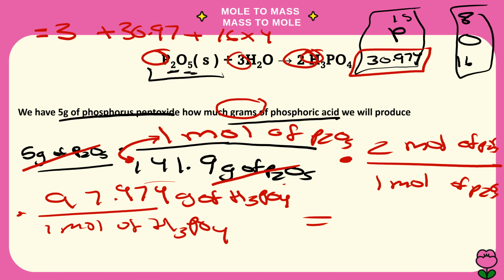Always pay attention to your units, because your units need to cancel out to be left with the wanted unit, which in this case is the grams of phosphoric acid.